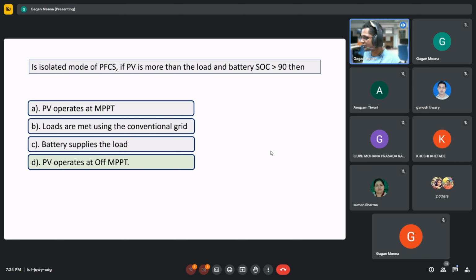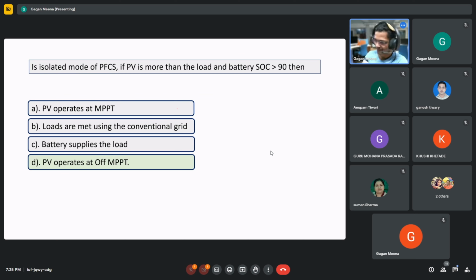And what will happen if instead of isolated mode, it is in grid connected mode? It will operate at MPPT, sir. And why? Because grid is there, it will supply to the grid. Especially if it is peak load, then it will be beneficial for the grid also. It can supply the peak load requirement.